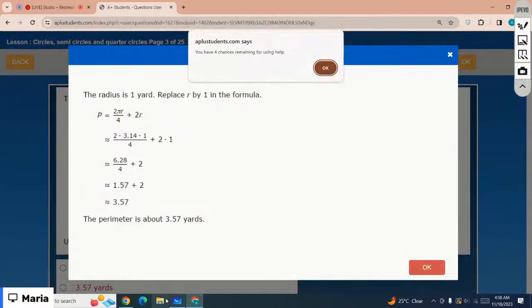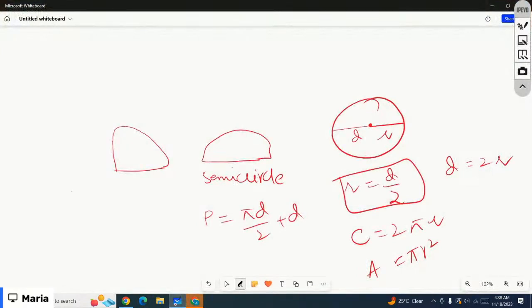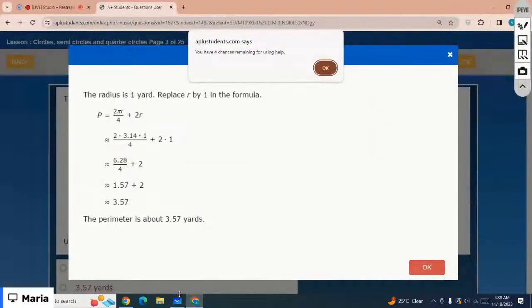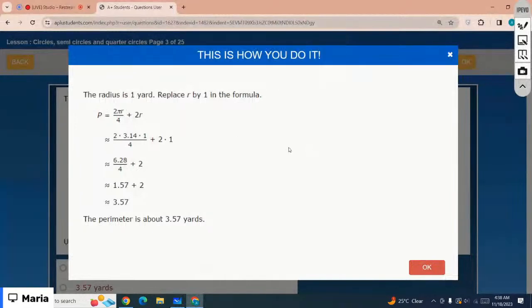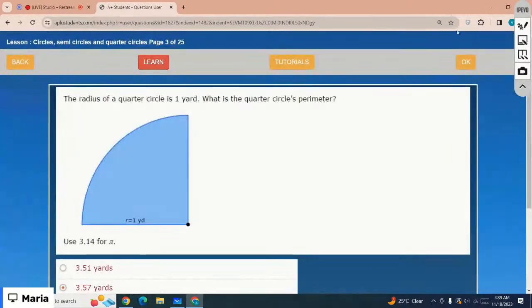The formula is 2 pi r. The perimeter of the quarter circle is P equals 2 pi r divided by 4 plus 2r. You have to use this formula whenever you have to calculate the perimeter of a quarter circle. You can note down these very important formulas related to circles. You are given the radius, so just put in the values and do the calculations. That would be 3.57 yards. The correct option is 3.57 yards. Got it? Option 2 is the correct option.